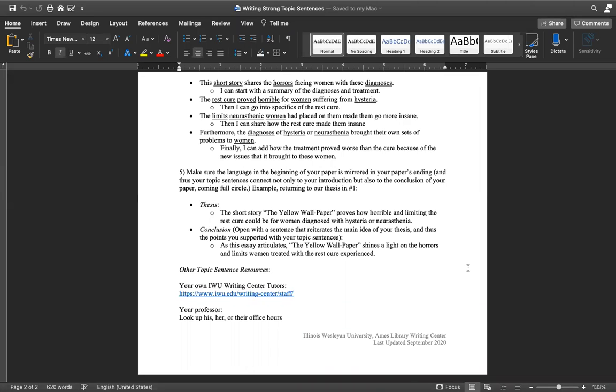Additionally, a pro tip in general is to read your paper backwards, starting with your conclusion and going all the way to your introduction to see if your paper flows as well from end to beginning as it does from beginning to end. The last tip we have here is to make sure the language in the beginning of your paper is mirrored in your paper's ending, and thus your topic sentence is not only linked to your conclusion, but also to the conclusion of your entire paper, coming full circle.